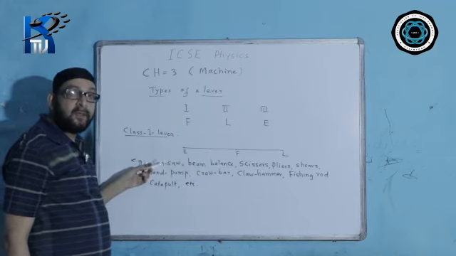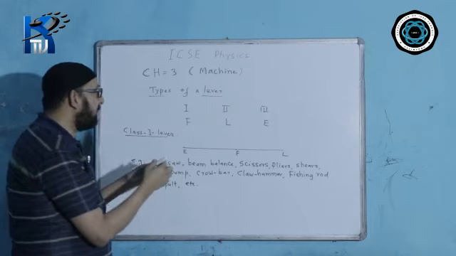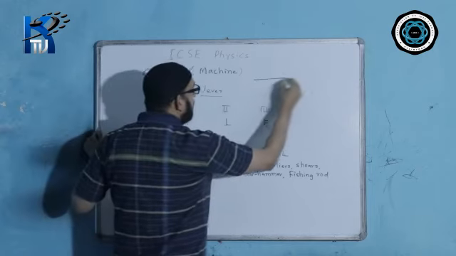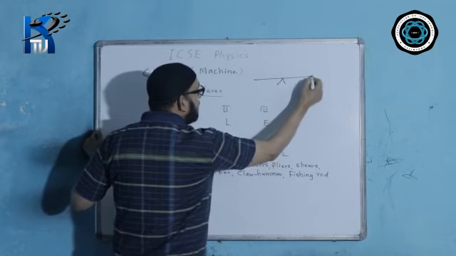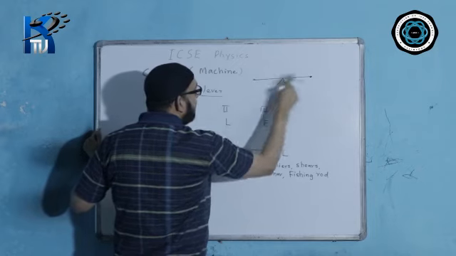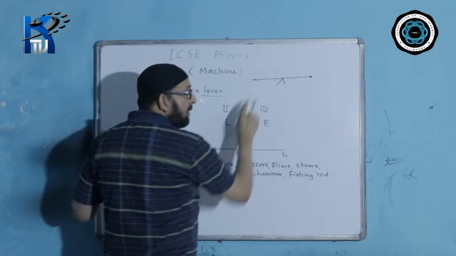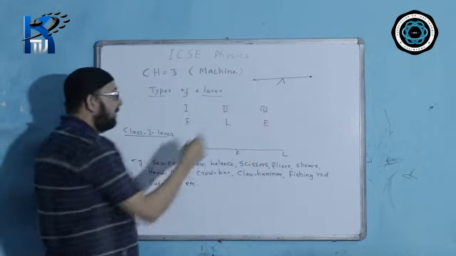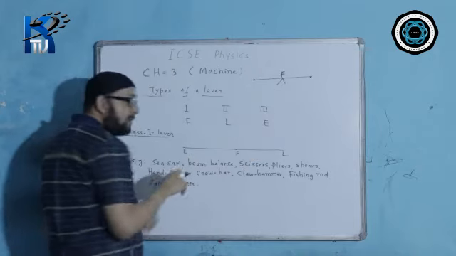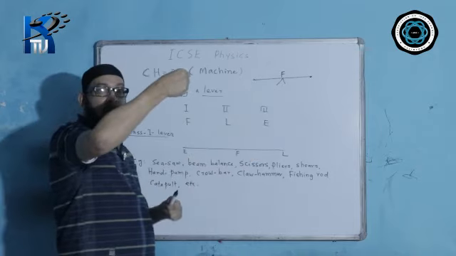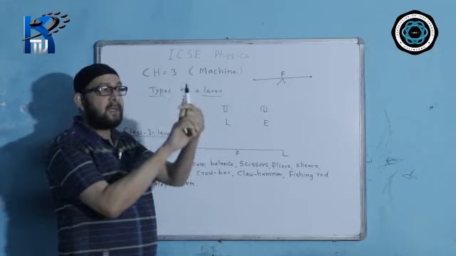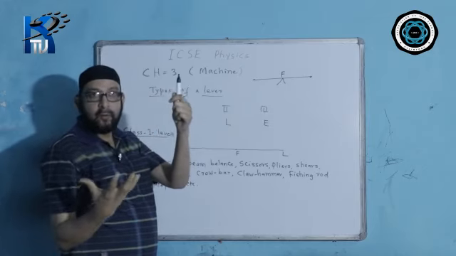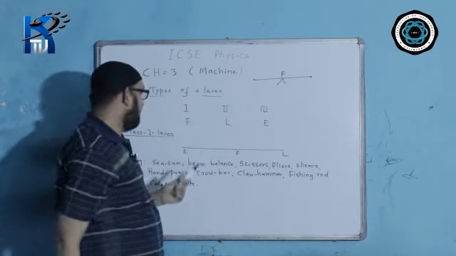Seesaw, you all must have seen a seesaw. A seesaw will have the fulcrum exactly in between, like this. One side is the load, where one child sits, and on the other side another child sits. So the fulcrum is situated between the load and the effort. Beam balance also you must have seen. In a beam balance, the fulcrum is exactly midway, one side is the load, one side is the effort.